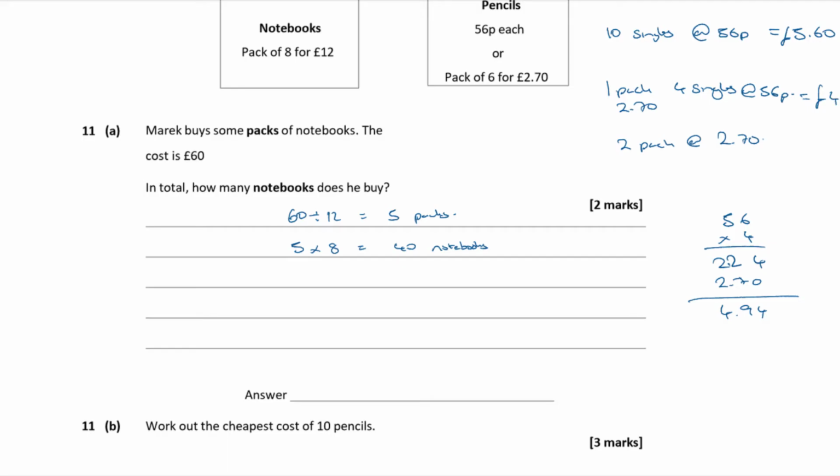What about 2 packs at £2.70? That's £5.40. It's actually cheaper to buy 2 packs of 6 and get 12 pencils than it is to buy 10 single ones. But overall, the cheapest one is buying 1 whole pack of 6 plus the 4 single pencils. So what is the cheapest cost of those? That is going to be £4.94. That's the cheapest one.